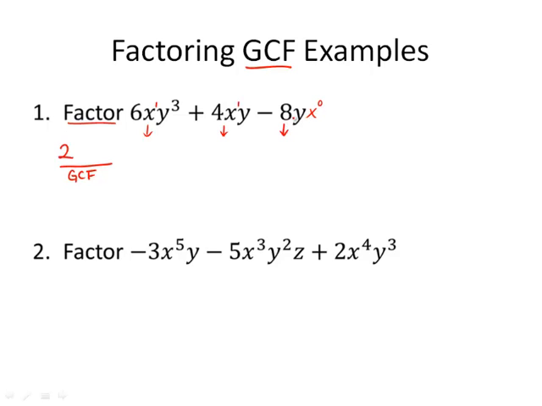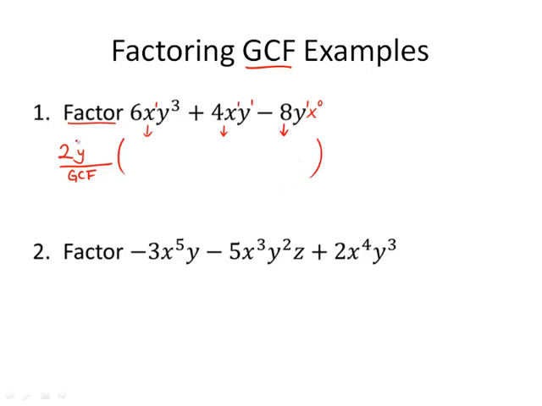Therefore, no x's are coming out into the greatest common factor because you cannot divide all 3 of them by x, because you'd be left with an x in the denominator, which you don't want. We want to keep these polynomials. So no x factors out. However, let's look at the y's. There's 3 y's in the first term, 1 y in the second, and 1 y in the third. So we can divide all 3 by a y. We can factor out a y. So the greatest common factor is 2y.